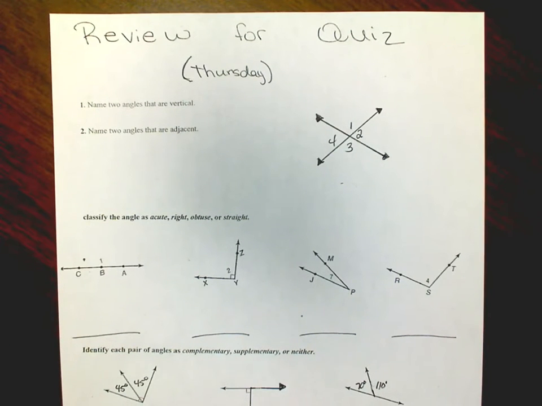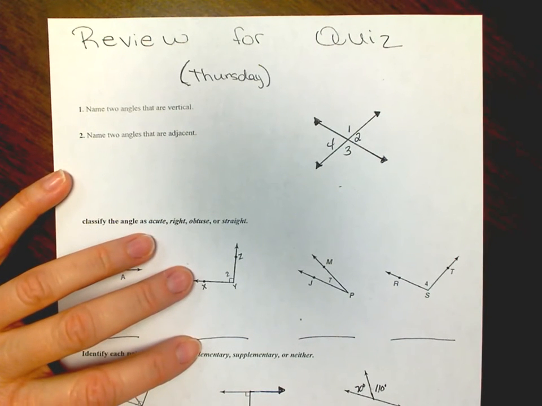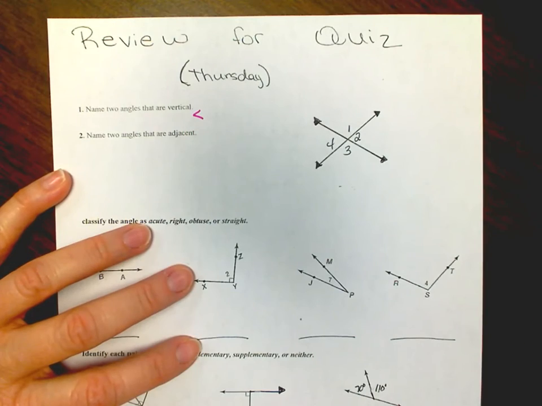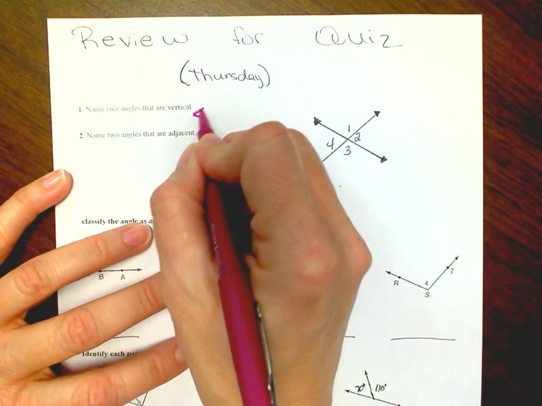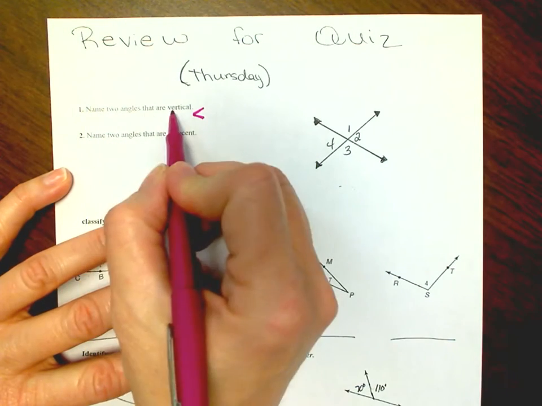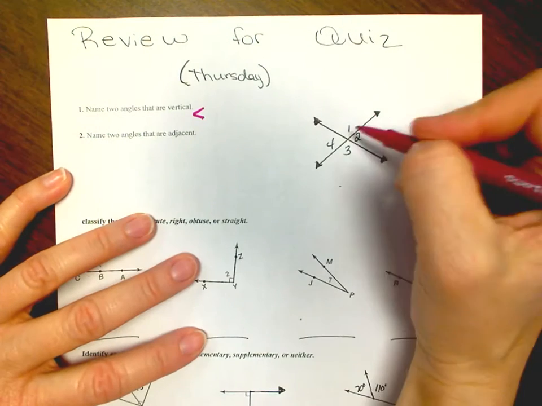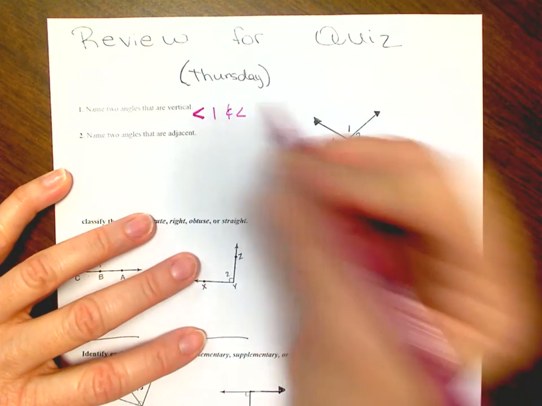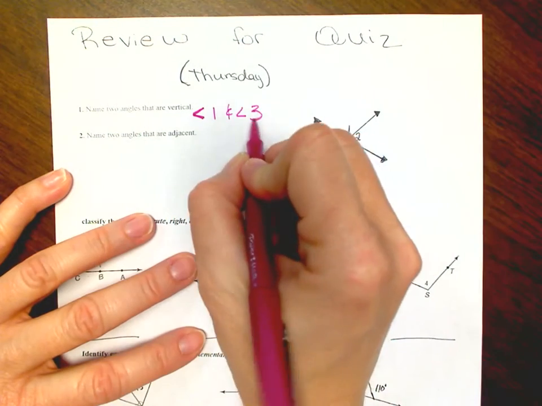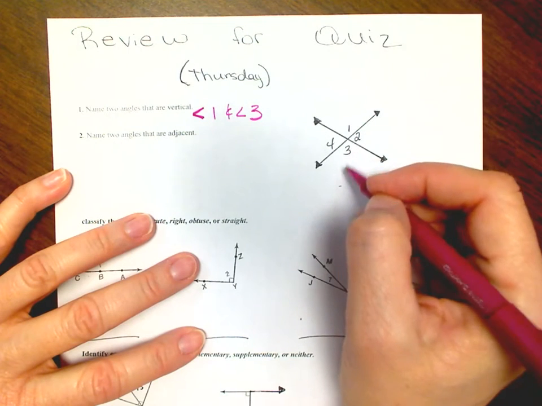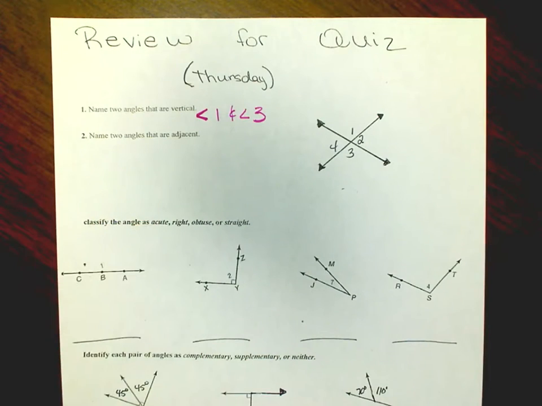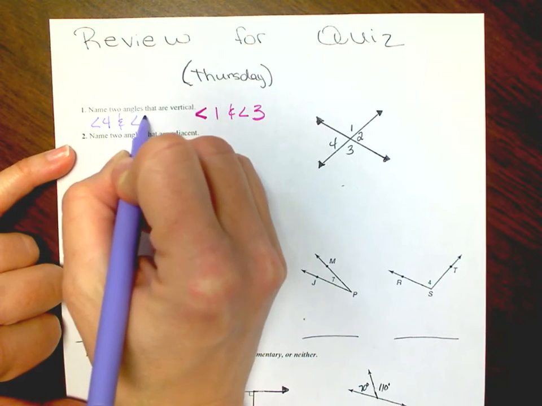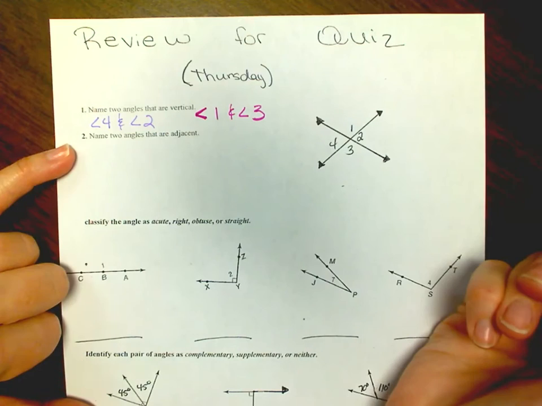We want to know, name two angles that are vertical angles. Remember, when we're listing angles, you need to write "angle" so we know which angle you're talking about, not just numbers. Vertical angles are opposite of each other. So angle 1 and angle 3 are opposite each other, so those are vertical angles. But there's also another pair: angle 4 and angle 2 are vertical angles.